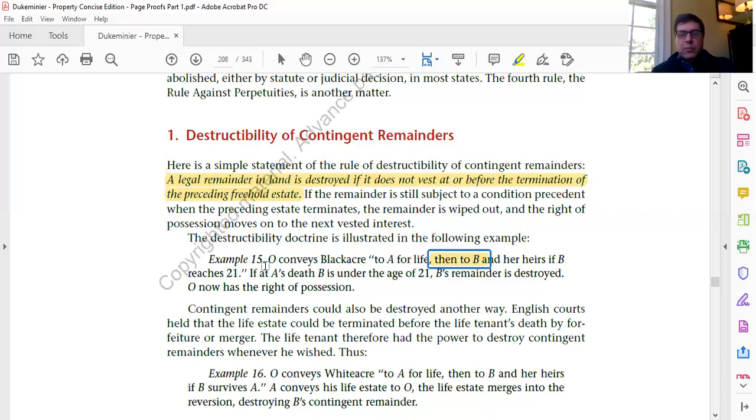And therefore, if we apply the doctrine of destructibility, if A dies and B has not yet satisfied the condition precedent of reaching 21, the doctrine of destructibility would destroy B's contingent remainder, and O would have right of possession by virtue of the reversion.